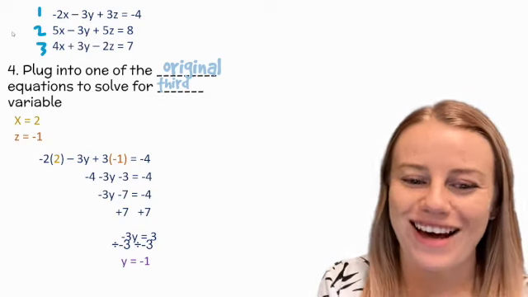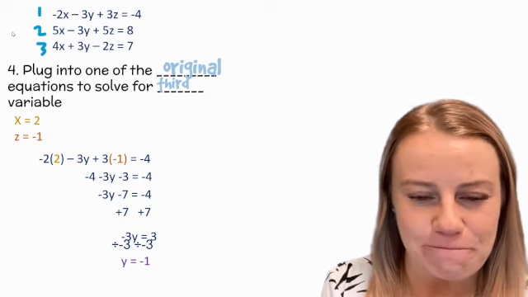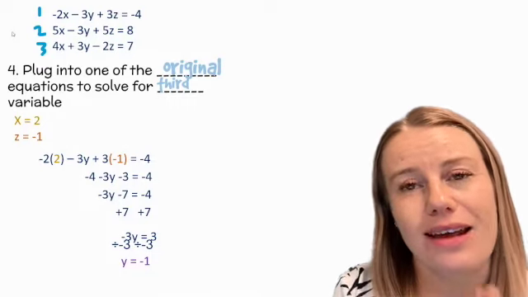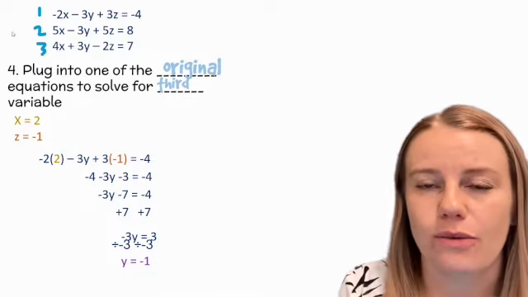When I add to both sides, then I'm left with negative 3y equals 3. And then I divide negative 3 on both sides, and y equals negative 1.